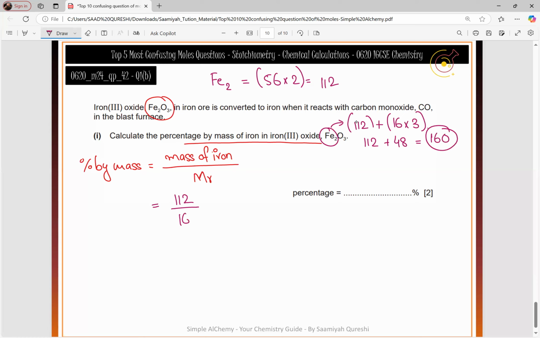Now we'll put this 160 in the denominator. We'll multiply it with 100 to get the percentage. 112 divided by 160 multiplied by 100, and we get the answer 70%. So here the mass of iron is 70%.